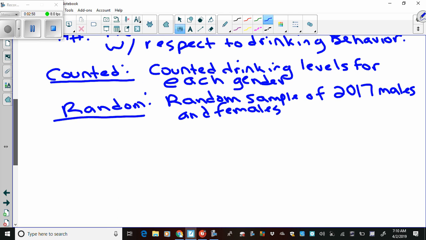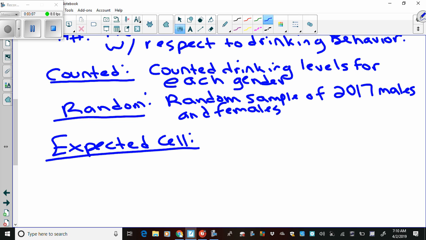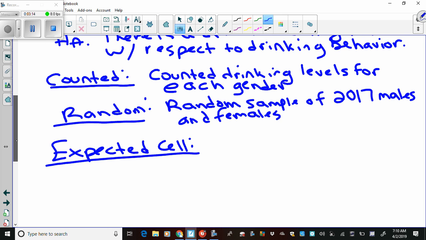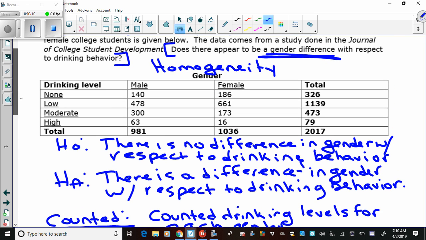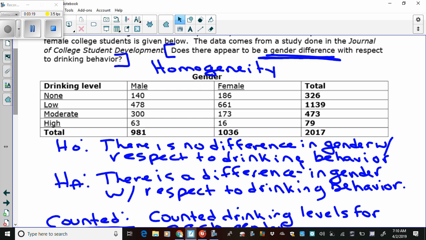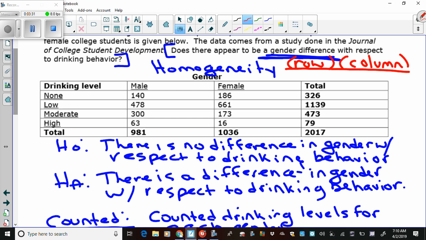And then we have the expected cell frequency. So, before for goodness of fit, when we're finding our expected cell counts, we use the norms, but there are no norms here. So we have to use something different to find our expected counts, right? And if you took the notes, you'll see how we find our expected count: we take the row total times the column total, all over the grand total.